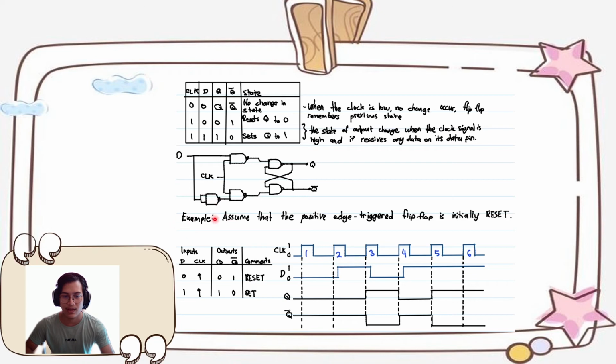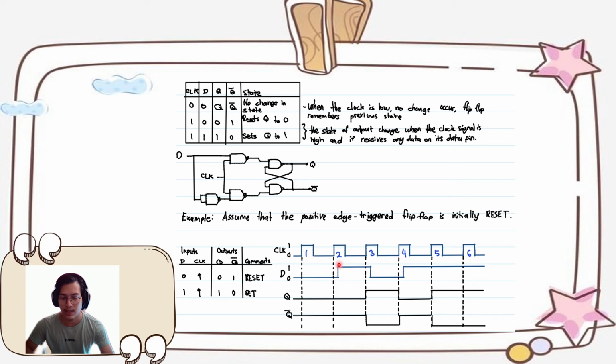And for example, assume that the positive edge triggered flip-flop is initially reset. Initially reset means Q is 0. For cycle 1, Q of course is 0 because D is 0, and then in cycle 2, Q is also 0 because D is still 0. Why is Q 0 and why is D 0? Because at the rising edge over here, since this is positive edge triggered, D is still 0 because it is not reaching 1 yet.